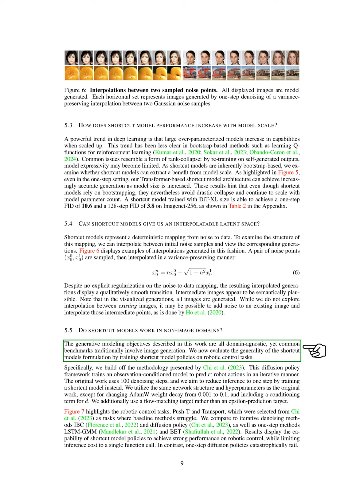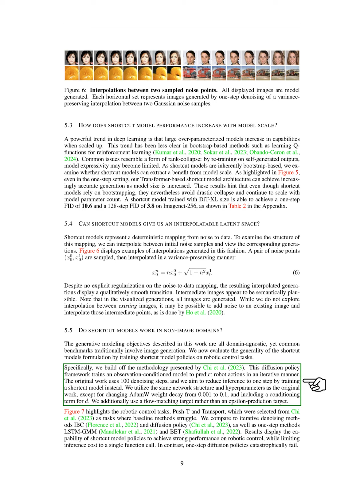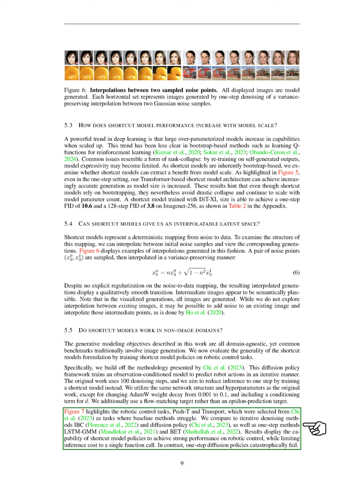Finally, we assess whether shortcut models can be applied beyond image domains. Although our generative modeling objectives are domain agnostic, we traditionally focus on image generation. We test the versatility of shortcut models by training them for robotic control tasks, building on previous methodologies. Our approach involves training a model to predict robot actions based on observations, aiming to reduce the inference process to one step. We maintain the same network structure and hyperparameters as the original work, with minor adjustments. Our results, highlighted in a figure, demonstrate that shortcut model policies can perform well in robotic control tasks while limiting inference to a single function call, unlike one-step diffusion policies, which fail dramatically.